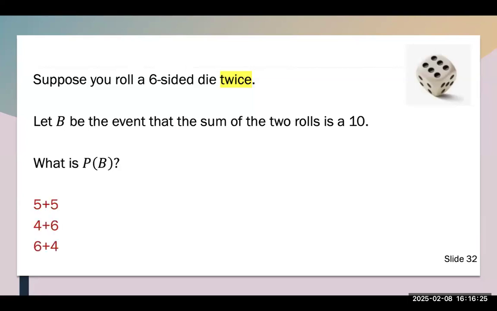Well, the different ways to get a sum of 10 is I could roll a 5 and a 5, or I could roll a 4 and a 6, and then a 6 and a 4. I couldn't roll a 3 and a 7 because 7 is not an option when I roll a 6-sided die. So there's 3 out of 36 ways, which simplifies to 1 out of 12.